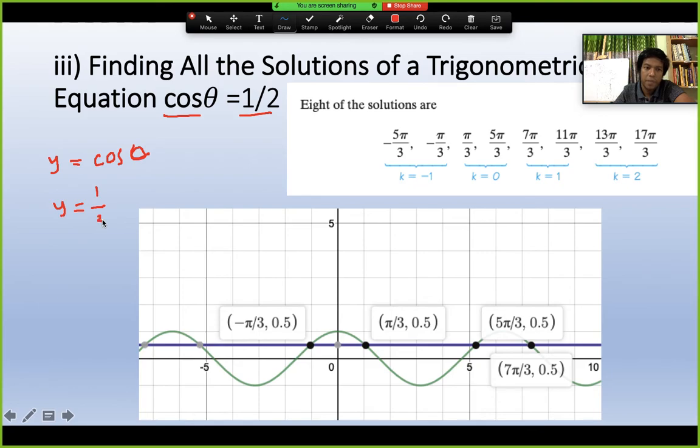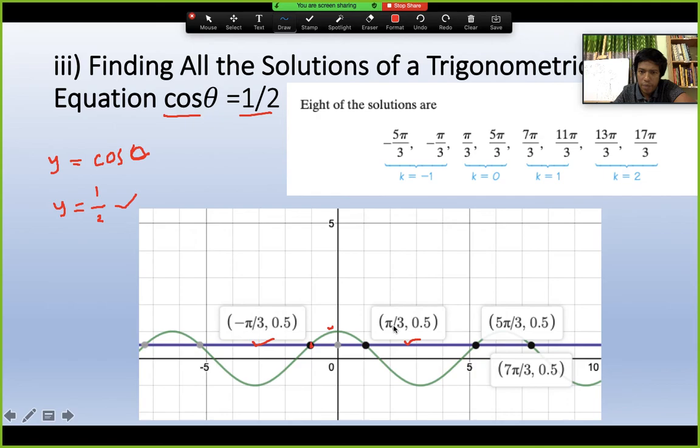Left hand side and right hand side of the equation. So if you draw y equal to half, you get this line. And if you draw the graph of y equal to cos theta, then you get this curve, this cos theta graph. And the solution means all the points where they intersect. So you see here it intersects. So this is a solution, minus pi by 3, comma 0.5. So 0.5 will always be common there.